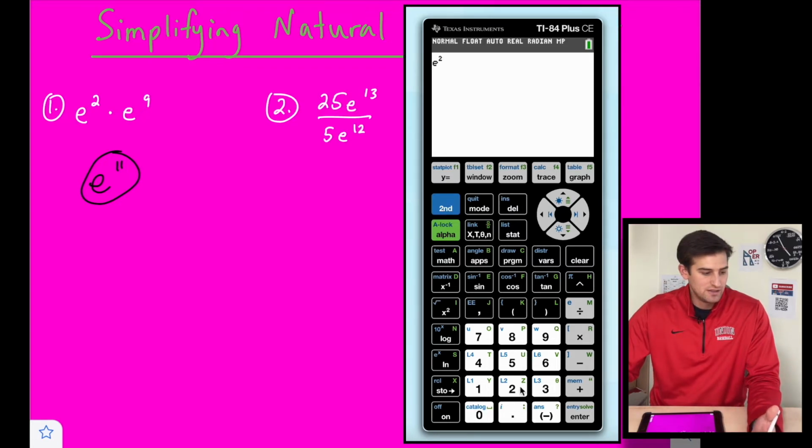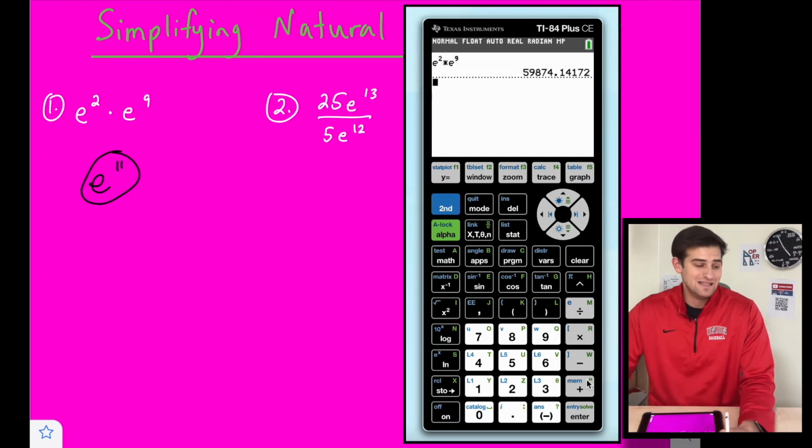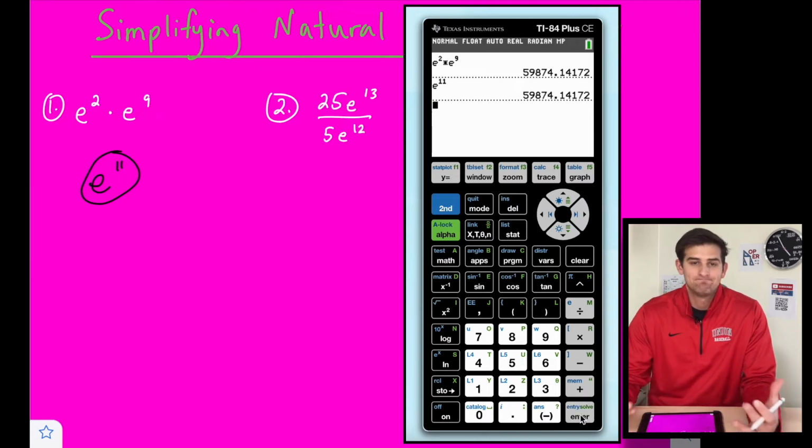We started off with e squared times e to the 9th, so we hit enter and we get this decimal, 59,874.14172. We just said that that is supposed to be equal to e to the 11th. So if we type in second ln and 11, when we hit enter, we should get the same decimal, and we do. That tells us that e to the 11th is in fact equal to e squared times e to the 9th, so we've done that correctly.